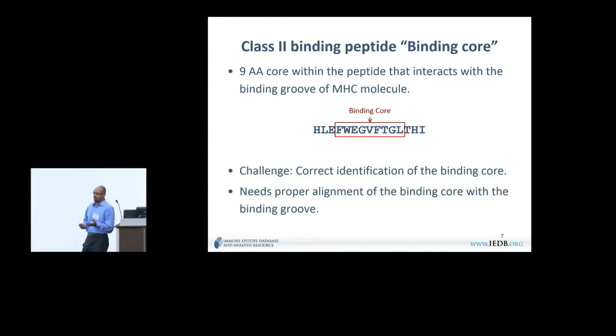For example, in the case of a class 2 molecule, there's a 9 amino acid binding core that actually binds with the MHC molecule. So when we design the prediction algorithm, first we need to identify this 9 amino acid binding core. For example, if this is a 15-mer peptide, there's a 9 amino acid binding core. And the challenge is to correctly identify this binding core. So this needs proper alignment of the binding core with the MHC molecule binding groove.